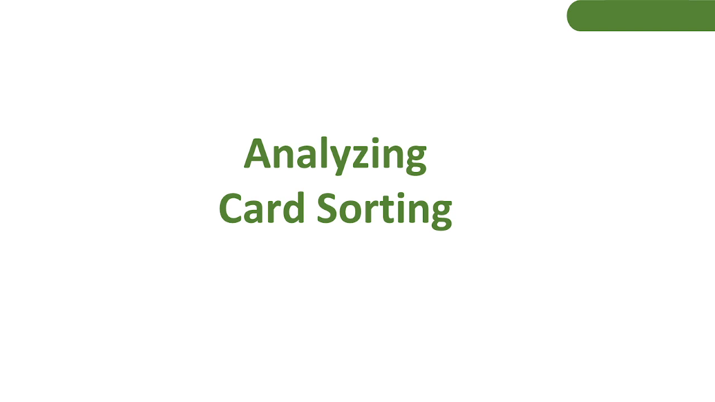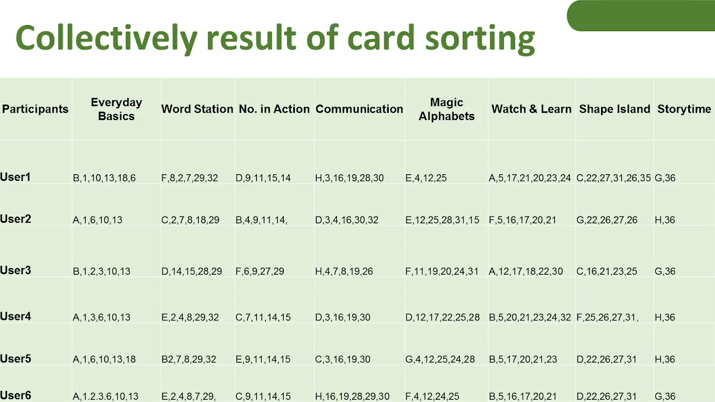And next we are moving towards analyzing the card sorting results. And here are the collective results of the card sortings. You can see at the top of the row the existing interface of the app, and here are users 1 up to 6, and here the card sorting according to their results.